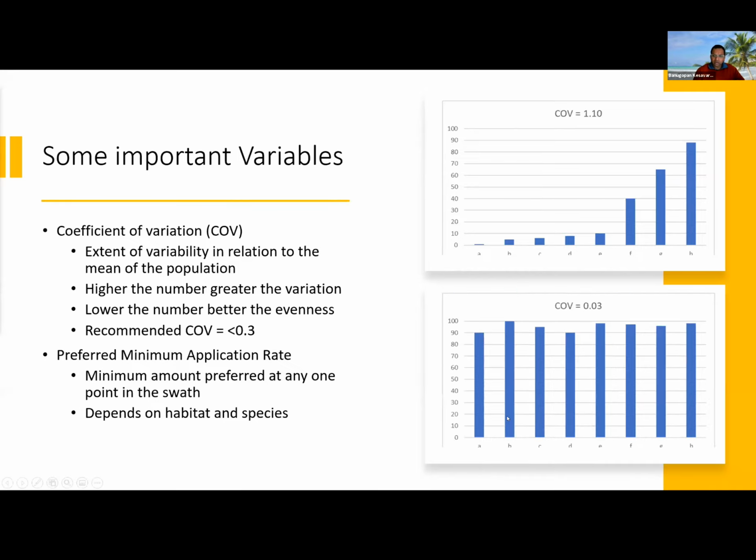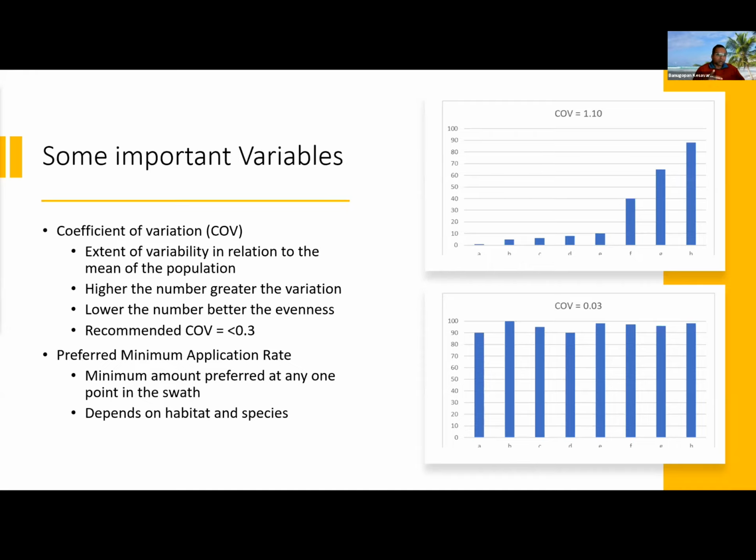But let's consider another scenario. In this scenario, you have even distribution. If you look at the COV for this one, it is pretty small. It's only 0.03. If you get a mean from this distribution, then your mean or average is more reliable. So whatever you're trying to achieve is more reliable. In our recommendation, we always stick with a COV of 0.3. Less than 0.3 is better when we're doing these characterizations.